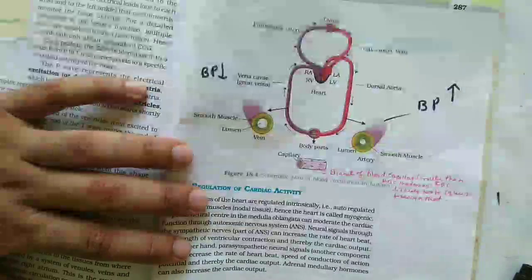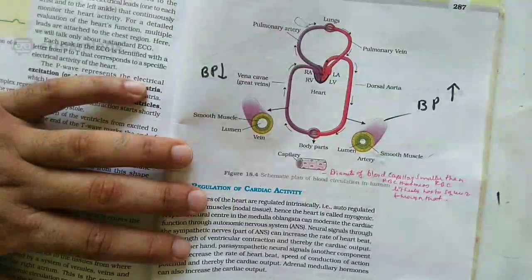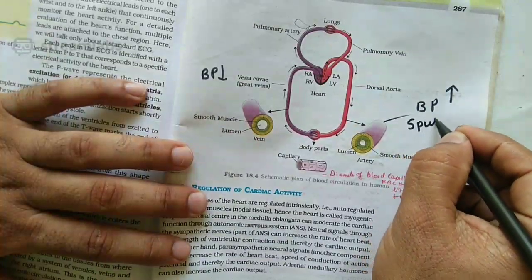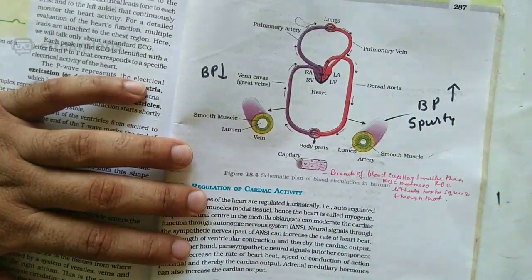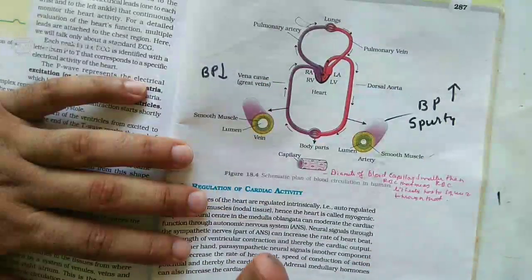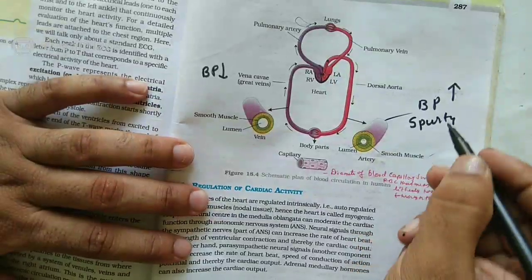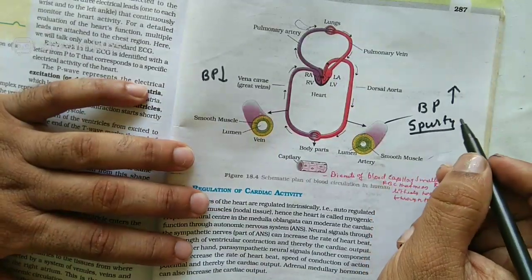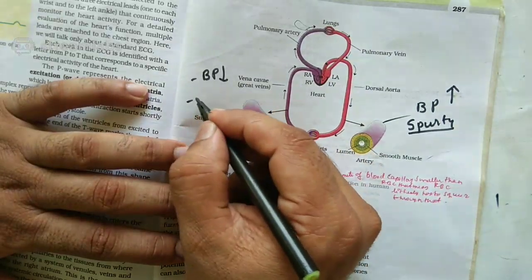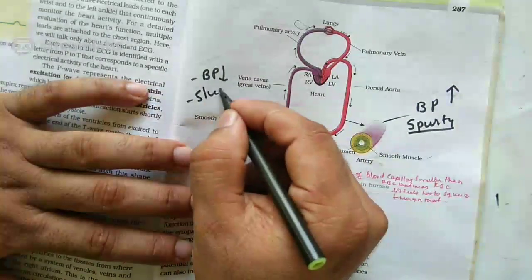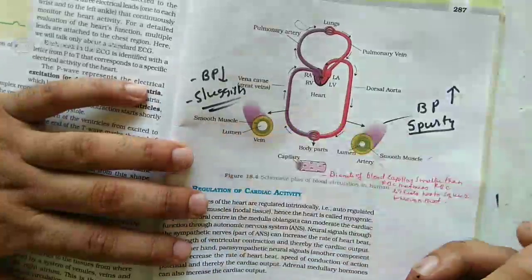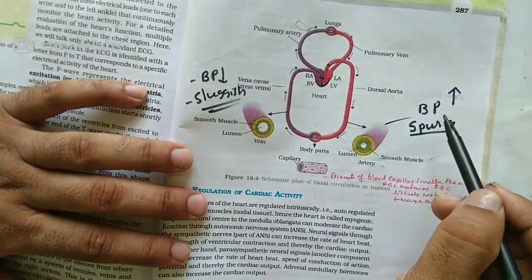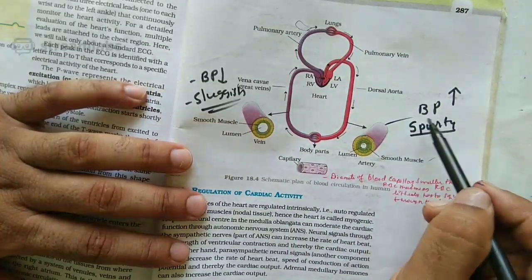Second point, in the case of the artery, blood will move in a spurty way. Spurty means, let's say, a push for the blood, like this, a jerk. So the blood flows spurty in the artery with high pressure. But in the vein, the blood flow will be even, meaning sluggish. Hope the matter is clear. Blood flow is sluggish in the vein and spurty in the artery, and pressure will be more in the artery and less in the vein.